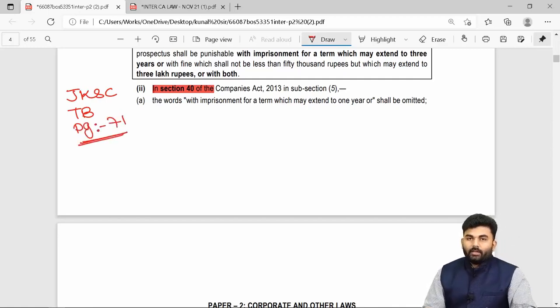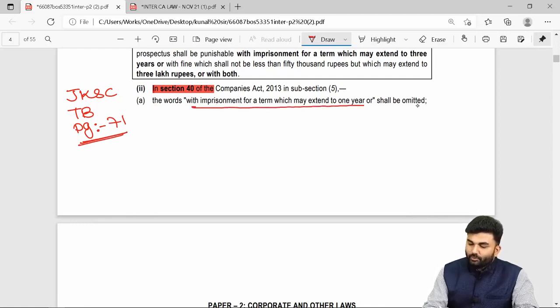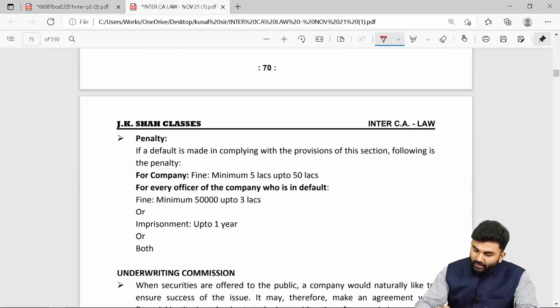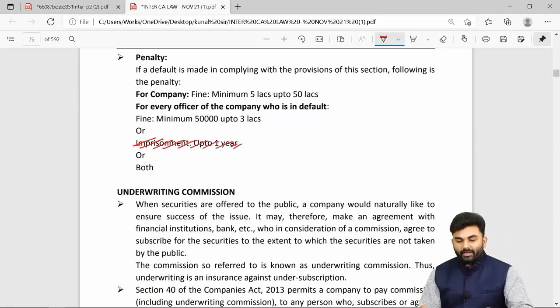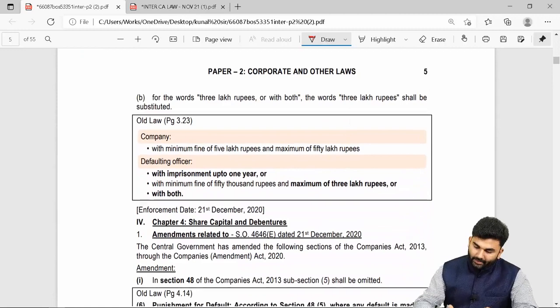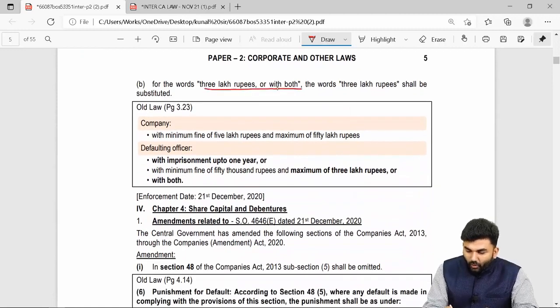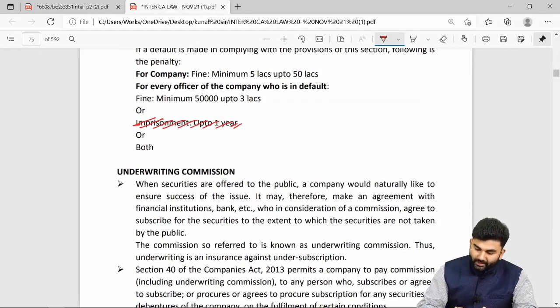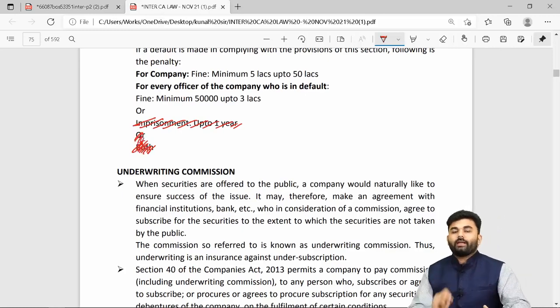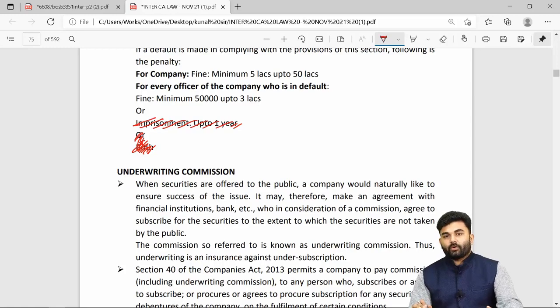Over here, the words "with imprisonment for a term which may extend up to 1 year" shall be omitted. So over here, we had written down the words imprisonment up to 1 year. This will be removed, it has been omitted. And the words "3 lakh rupees or with both" should be substituted with the words "3 lakh rupees". So this penalty will also be only and only towards the monetary part.